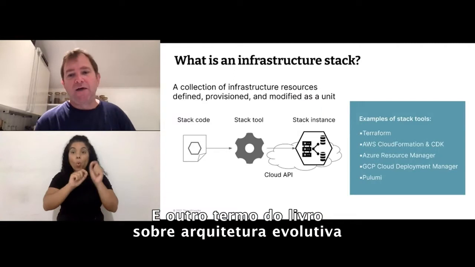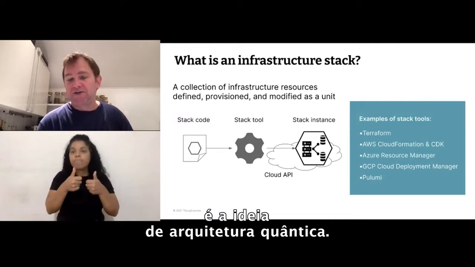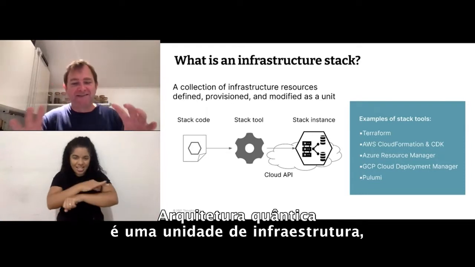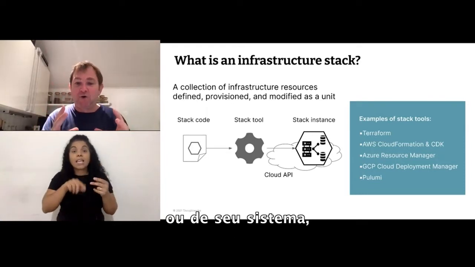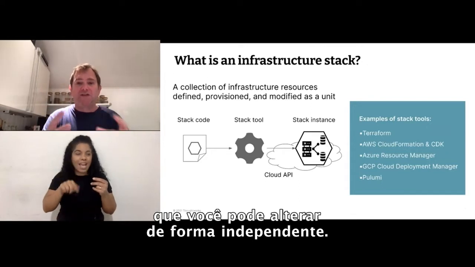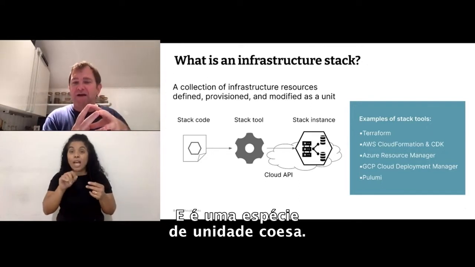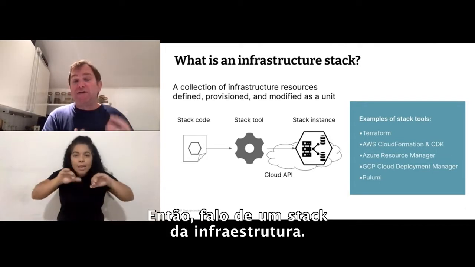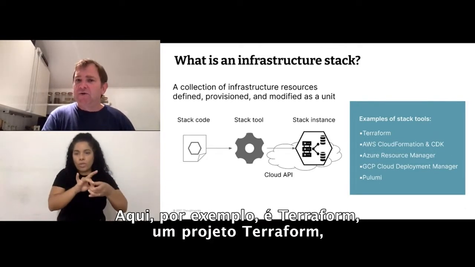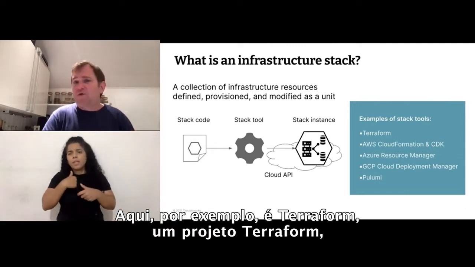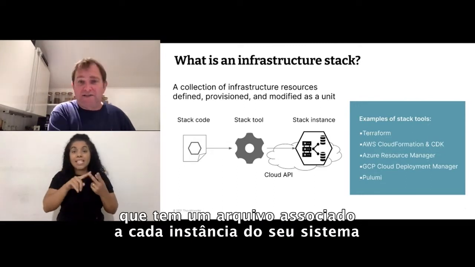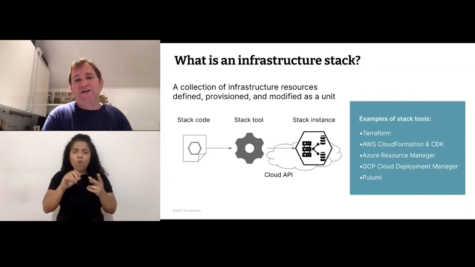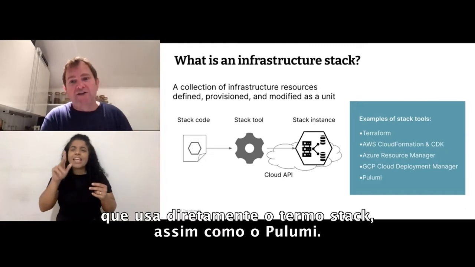And another term from the Evolutionary Architecture book is the idea of an architectural quantum. An architectural quantum basically is a unit of infrastructure or a unit of your system that you can make a change to independently, and that is a cohesive unit, a thing. So for infrastructure, I talk about an infrastructure stack. What I'm talking about here is, for example, with Terraform, it's a Terraform project that has a state file associated with each instance of your system, or CloudFormation uses the term stack directly, as does Pulumi.